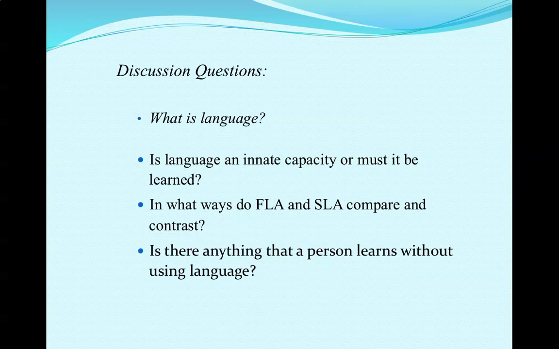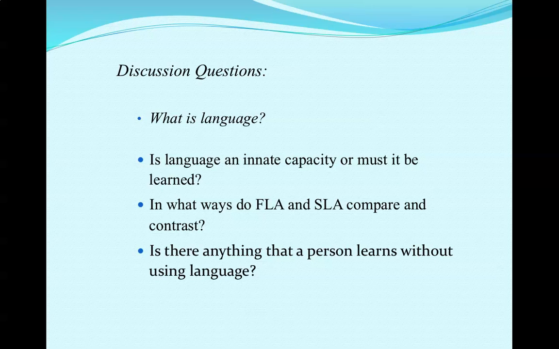We're going to go over first language acquisition pretty briefly, but I want you to have a basic understanding of first language acquisition as we'll get into second language acquisition next week. And as we're going through the PowerPoint, please be thinking about these questions. What is language? Do you think it's innate or must it be learned? In what ways do first language acquisition and second language acquisition compare and contrast? And is there anything that a person can learn without using language?